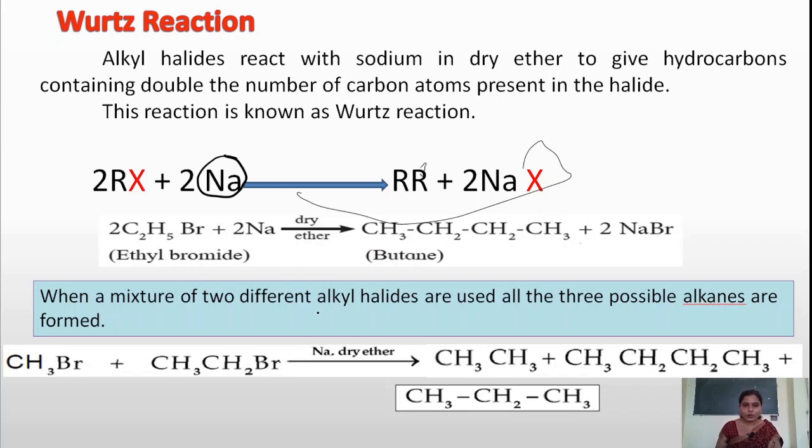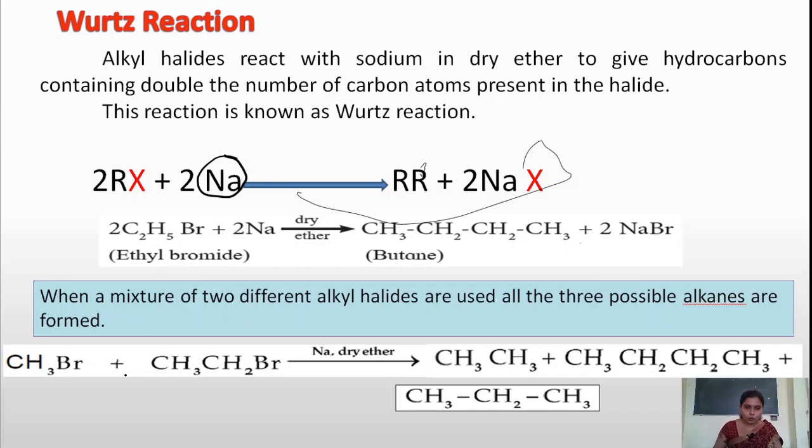When a mixture of two different alkyl halides is used, all three possible alkanes are formed. Here we react CH3Br with CH3CH2Br, that is methyl bromide reacts with ethyl bromide in presence of sodium and dry ether. In this reaction, these two CH3 groups are joined together to form CH3CH3, meaning the alkyl groups of the same compound get attached together to form the corresponding higher alkane.